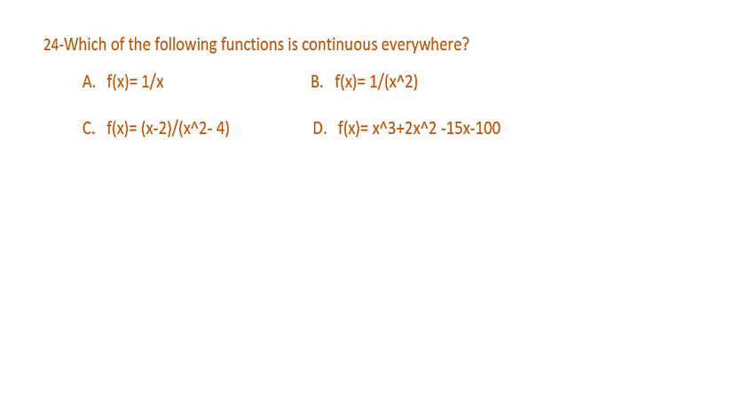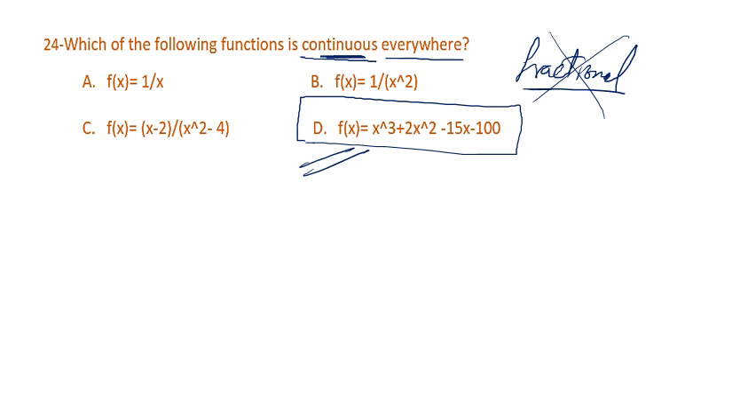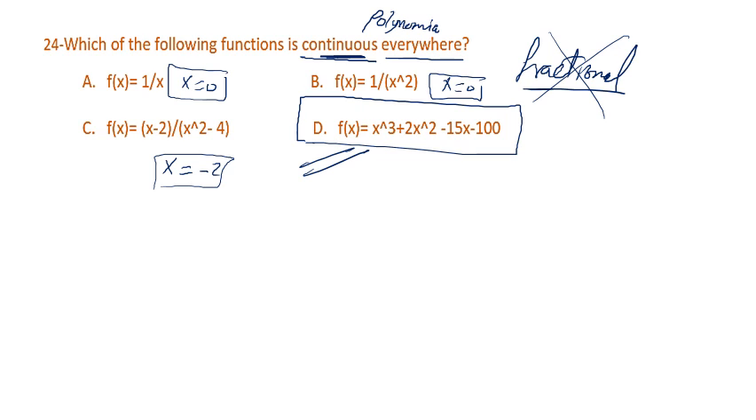Which of the following functions is continuous everywhere? For sure, if I am looking for a continuous function, I'm not going to choose a fractional function. Don't choose a fraction. So I'm going to go to the polynomial one. Any polynomial is a continuous one. 1 over x is not continuous at x equal to 0. And x minus 2 divided by x squared minus 4 is not continuous at x equal to 2 and x equal to negative 2. And the same here, 1 over x squared at x equal to 0, it's not continuous. So if you are looking for a continuous function, look for a polynomial, not a fraction, not a root.